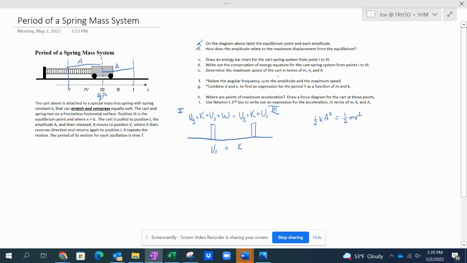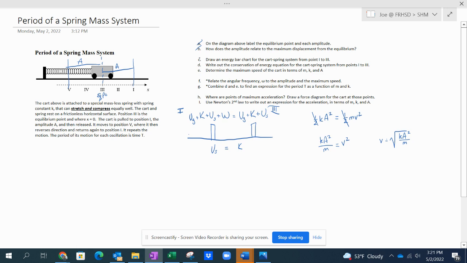If we want to know the maximum speed of the cart, which was one of your homework problems, we solve for v. So the halves divide out, and we are left with kA squared over m equals v squared. You can take the square root, and the maximum speed would be radical kA squared over m.